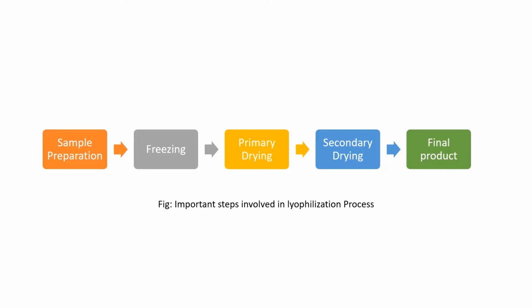And the third disadvantage or limitation of this process is that the product formed by this process is hygroscopic in nature, hence the packaging requires special conditions. So these are the important steps involved in a lyophilization process: sample preparation, freezing, primary drying, secondary drying, and formation of the final product. So let's discuss the steps one by one in brief.